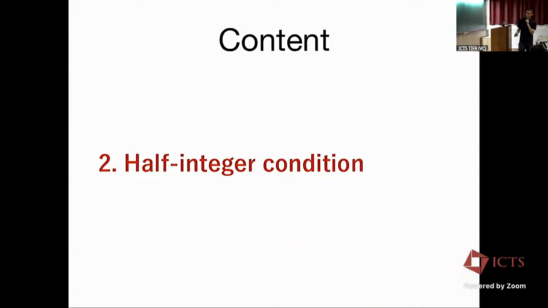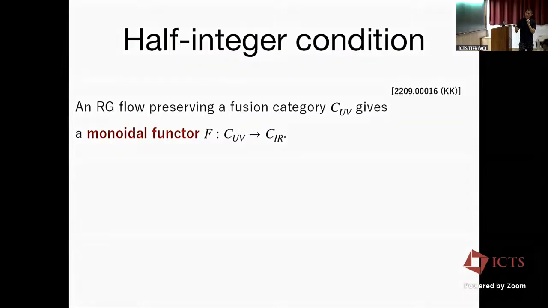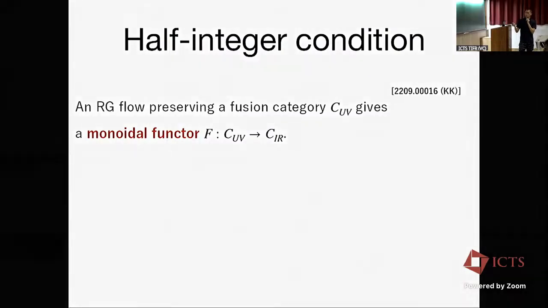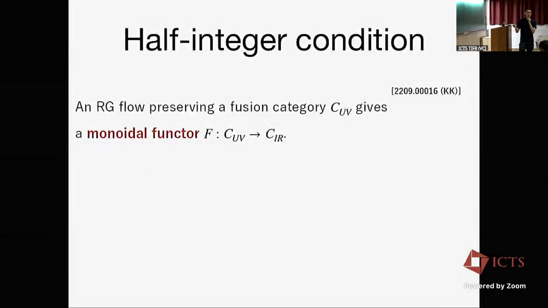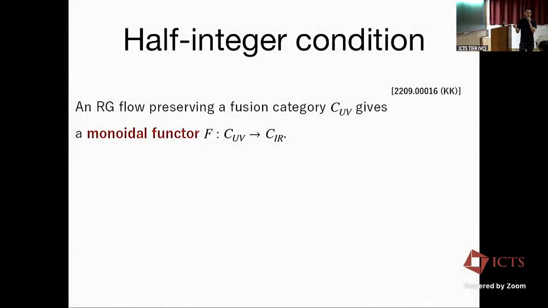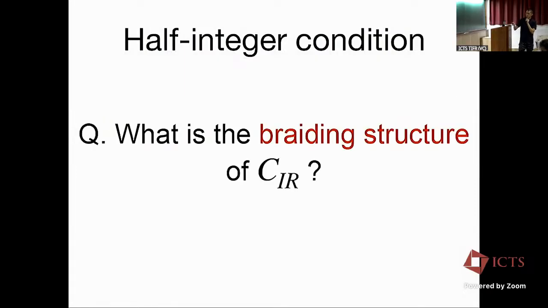So next we discuss additional constraints imposed by these braiding structures. So an RG flow preserving a fusion category C_UV is a monoidal functor from C_UV to C_IR. Here, monoidal means it preserves the product. So this is a generalization of a group homomorphism. So I think you cannot see, but I wrote something here. And because this is monoidal, C_IR is the same as C_UV as a fusion category. And the question is, what is the braiding structure of C_IR? We know C_IR is the same as C_UV as a fusion category, but we don't know the braiding structure of C_IR. So this is the question.